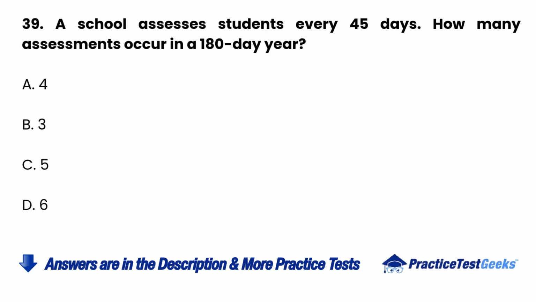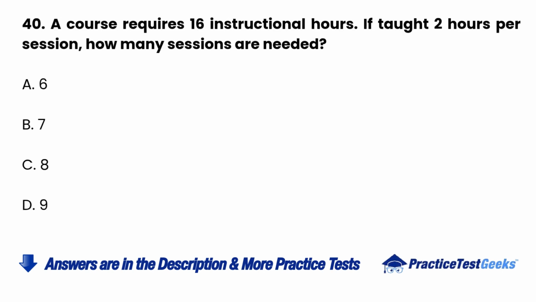39. A school assesses students every 45 days. How many assessments occur in a 180-day year? A. 4. B. 3. C. 5. D. 6. 40. A course requires 16 instructional hours. If taught 2 hours per session, how many sessions are needed? A. 6. B. 7. C. 8. D. 9.